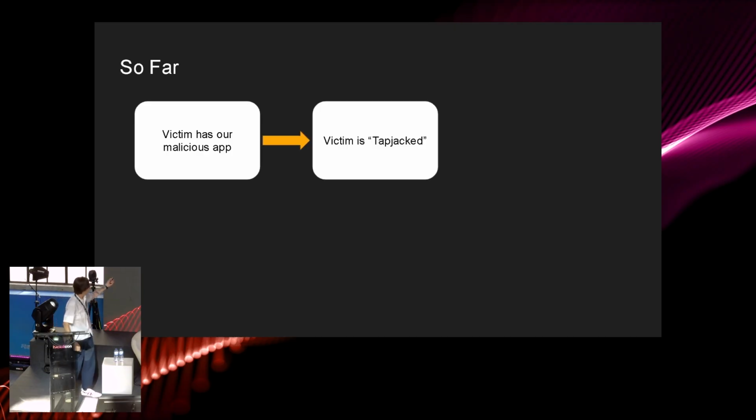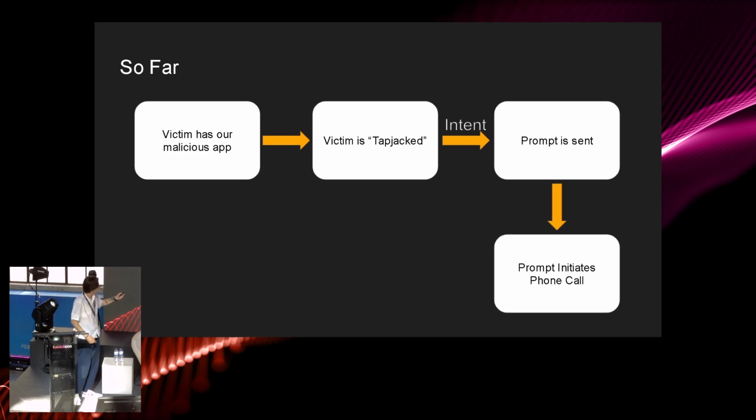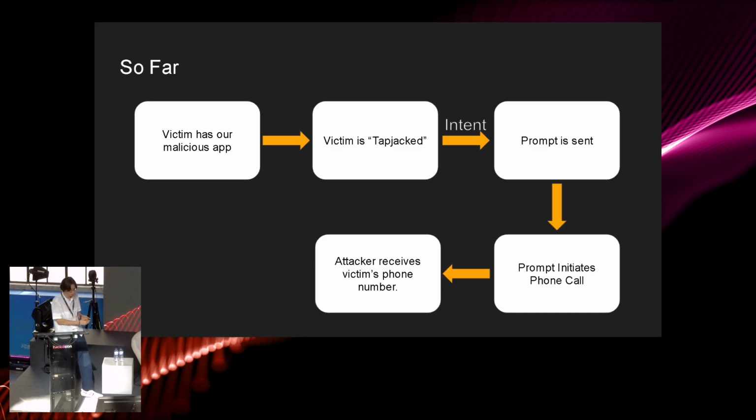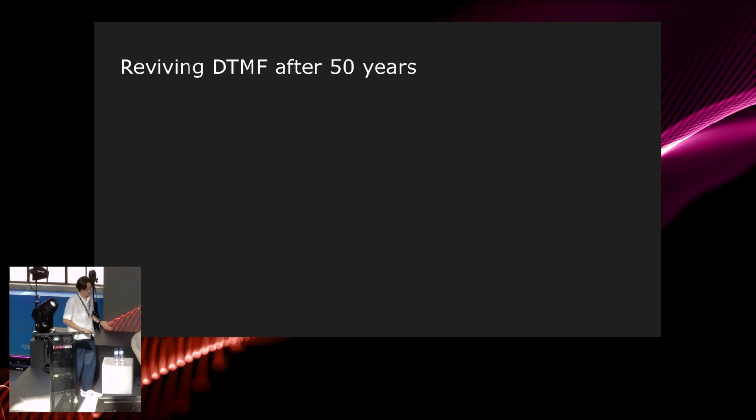So right now, the victim has our malicious app. They get tapjacked when they're using it, it calls the intent, and the prompt is sent. And then the prompt initiates the phone call. The attacker, at this point, just has the victim's phone number. What else can we do here? There's got to be more.